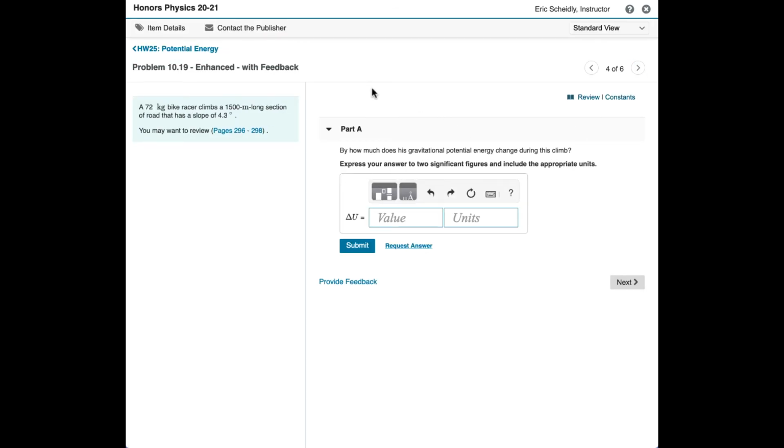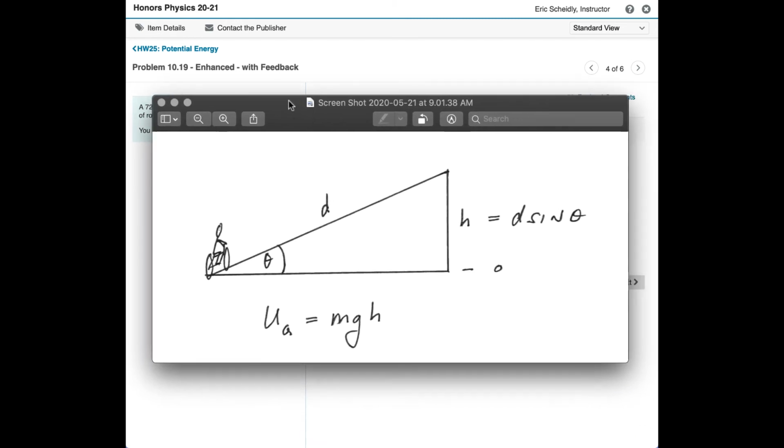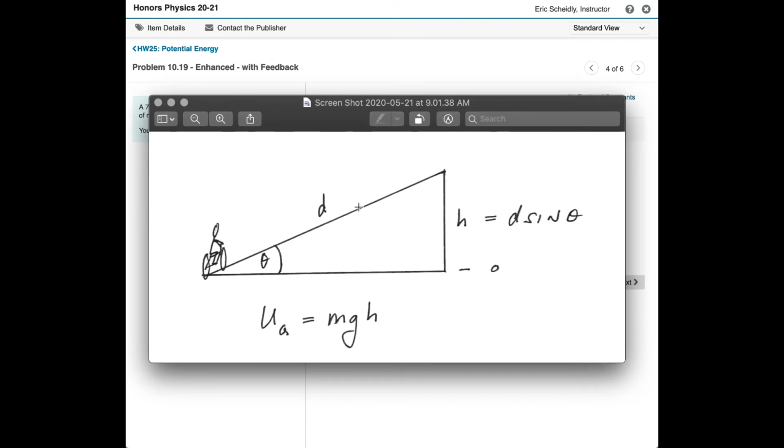Number 4, a 72 kilogram bike climbs a 1,500 meter long section of road at a slope of 4.3 degrees. How much does the gravitational potential energy change during this climb? Well, the thing is, it's on an incline. So here I've drawn my little incline plane. Here's the bicycle about to ascend at an angle theta.